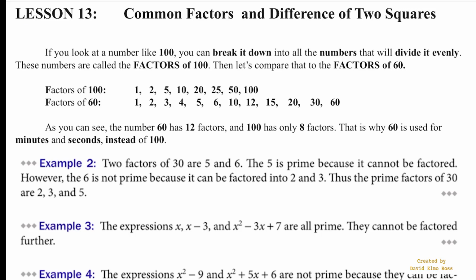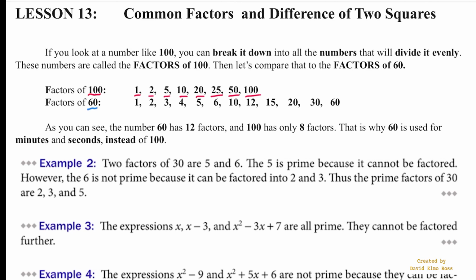Let's take a look at Lesson 13, which has to do with common factors and difference of two squares. If we want to get a concept of the word factor, if we take a look at 100, these are the numbers 1, 2, 5, 10, 20, 25, 50, and 100, which can evenly divide into 100 without a remainder. So these are the factors of 100.